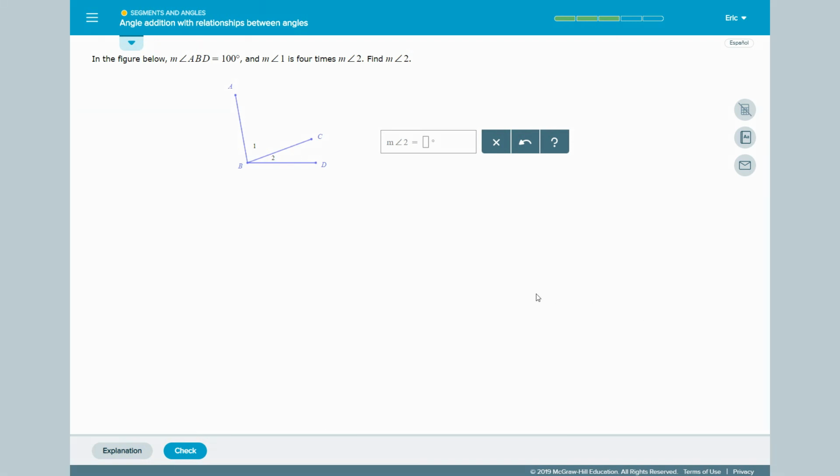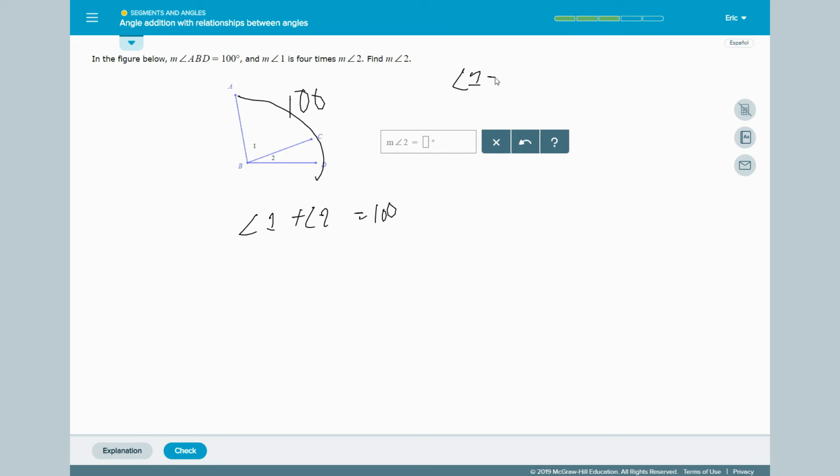Angle addition with relationships between angles. Angle ABD, which is this entire thing, is 100. What is angle ABD made up of? Well, angle 1 and angle 2. So we know that angle 1 plus angle 2 equals 100.